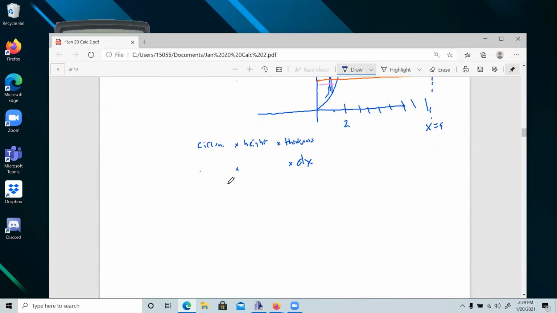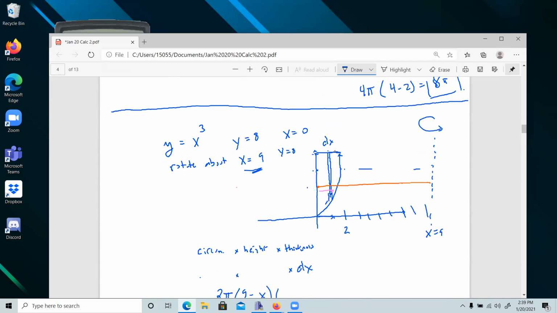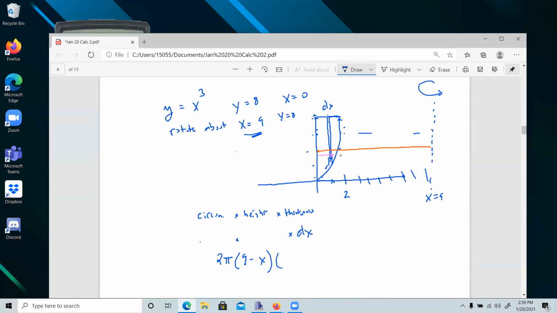So circumference is going to be 2 pi, and we have 9 minus x. Any point on here is going to be our 9 minus x. So that's the circumference. It's 9, take away this part. Now our height: the value that we have to go for our height is going to be this piece minus that piece. So this is our circumference.